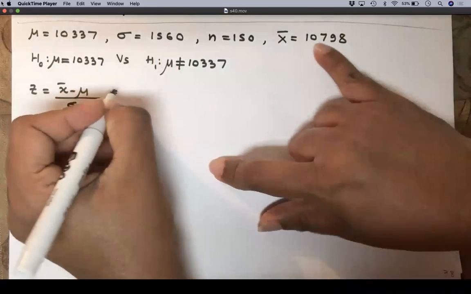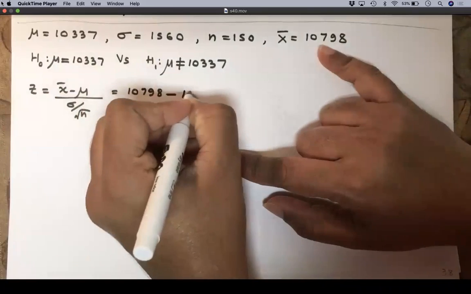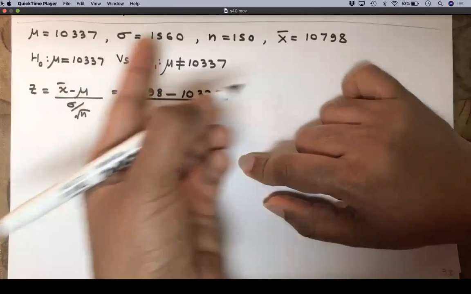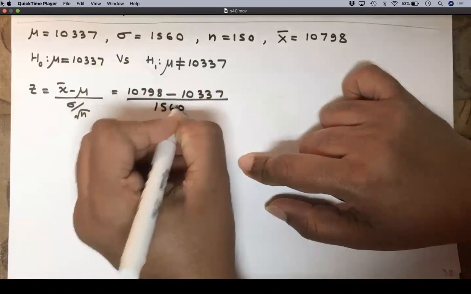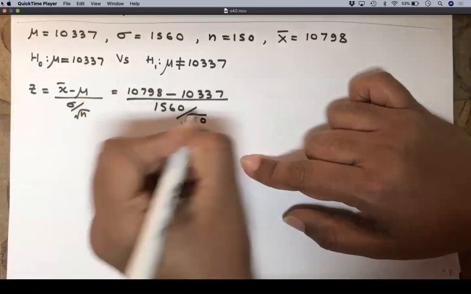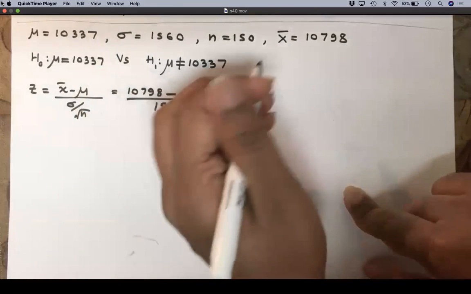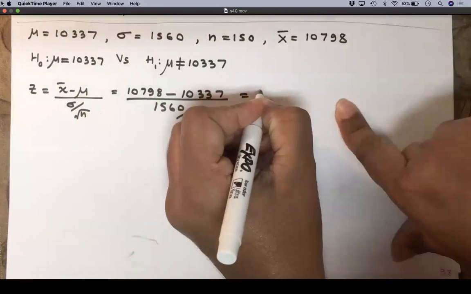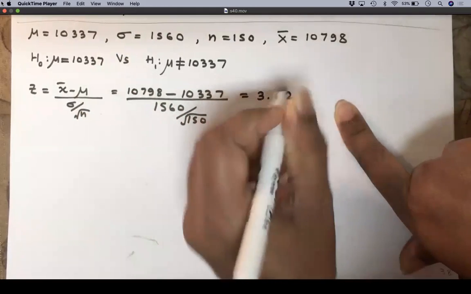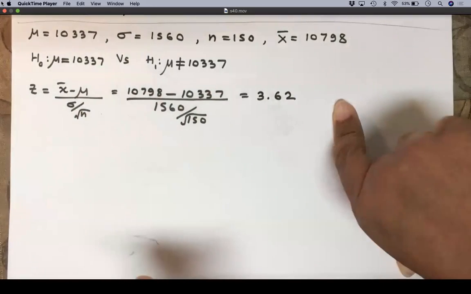What is our x bar? It is 10,798, minus, what is our mu? 10,337, divided by, what is our sigma? 1560, divided by, what is our n? 150. Take the square root. So what is our test statistic, the value for z? We will get this value. Check. Our test statistic is 3.62. Now we have the test statistic.